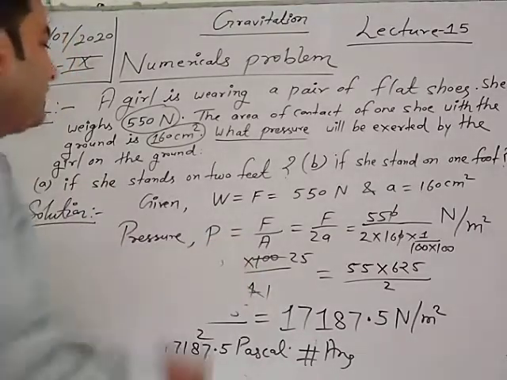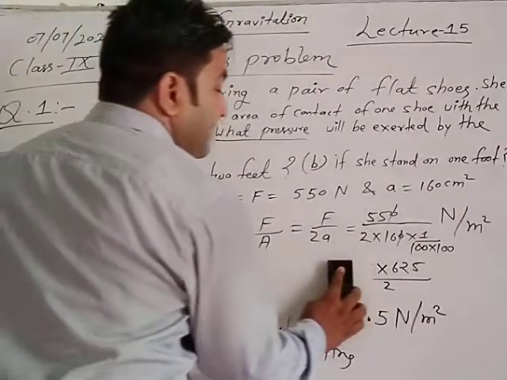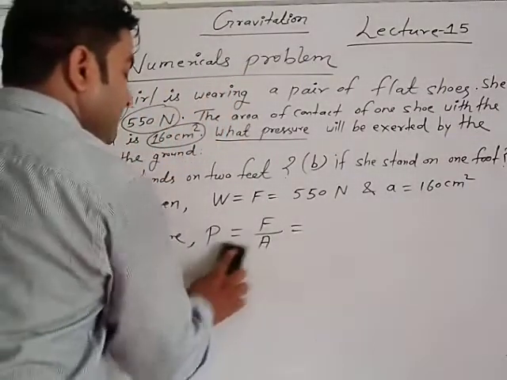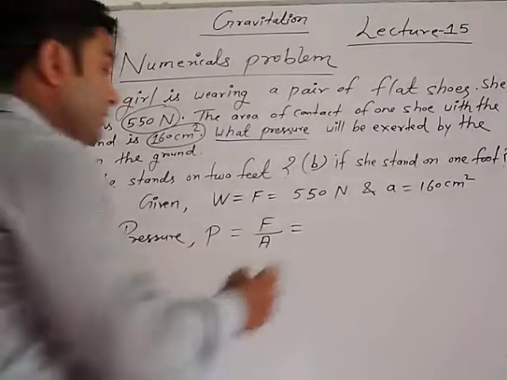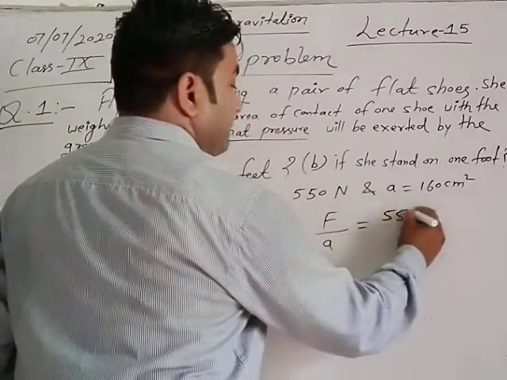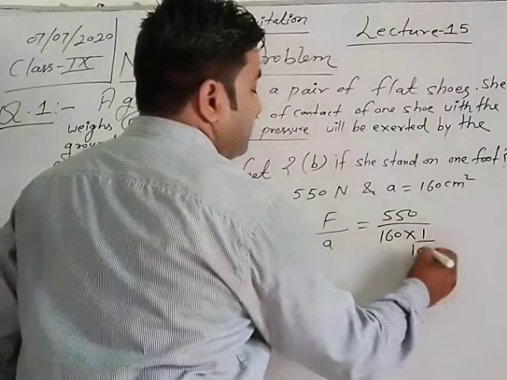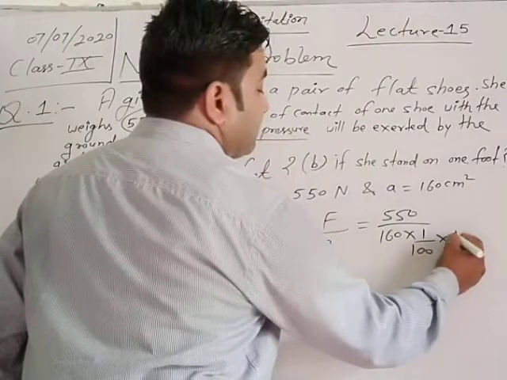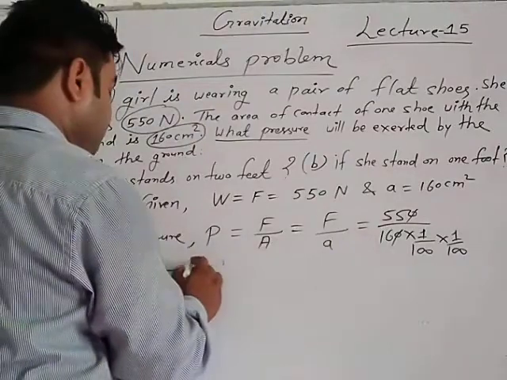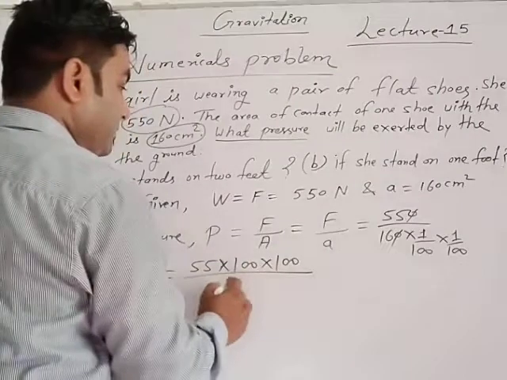In the second part, there is only one concept. At the place of 2 feet, we have to utilize 1 foot. Simply, we will get the answer. Let's see the concept. Here F upon A is equal to 550 upon 160 into 1 upon 100 into 1 upon 100. 10 and 10 cancel out, then P is equal to 55 into 100 into 100 upon 16.